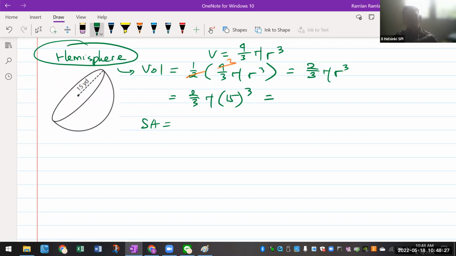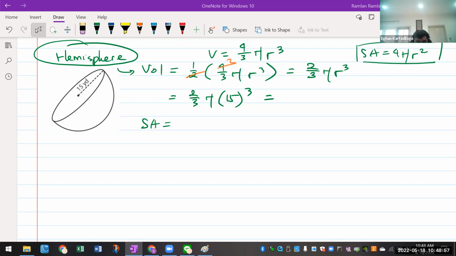Okay, so previously we have the surface area of a full sphere, a whole sphere, is 4 pi r square. What do we have for a hemisphere? Do we still have this formula or what? Anyone can give me an opinion? Times 1/2, or change the 4 with 2. Okay, very good. 1/2 of 4 pi r square.